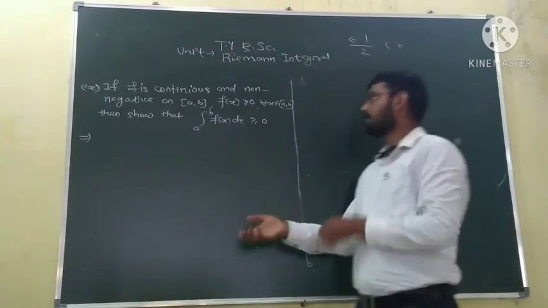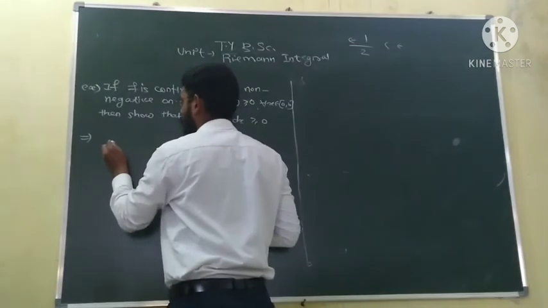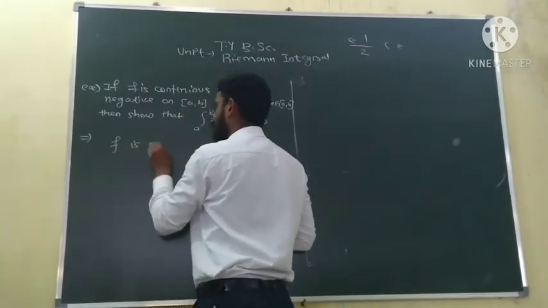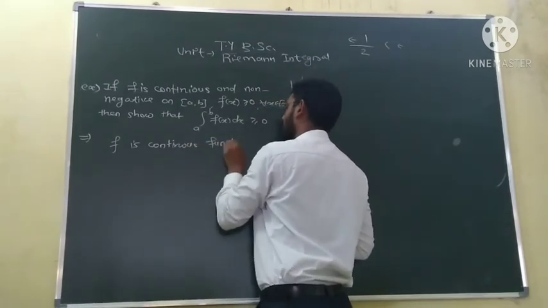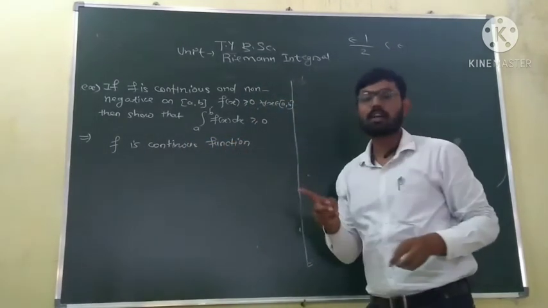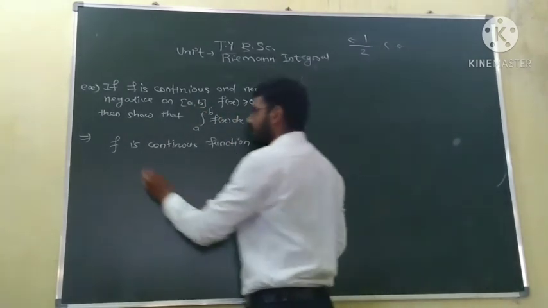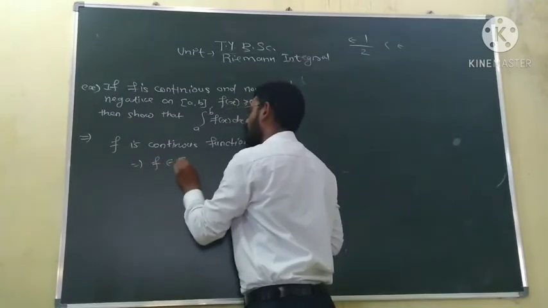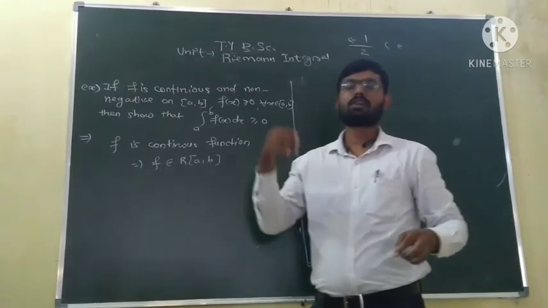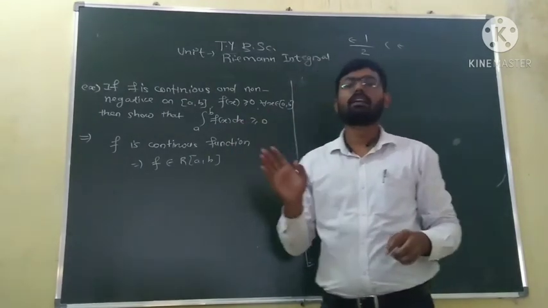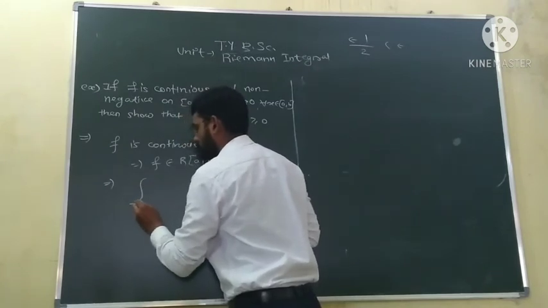So the function is non-negative, so always greater than or equal to 0, and f is a continuous function. And we just saw a corollary that every continuous function on a closed bounded interval is always Riemann integrable. This implies f is Riemann integrable on the interval AB. That means the lower integral is equal to the upper integral, which is equal to the value of that integration. This means the lower integral.